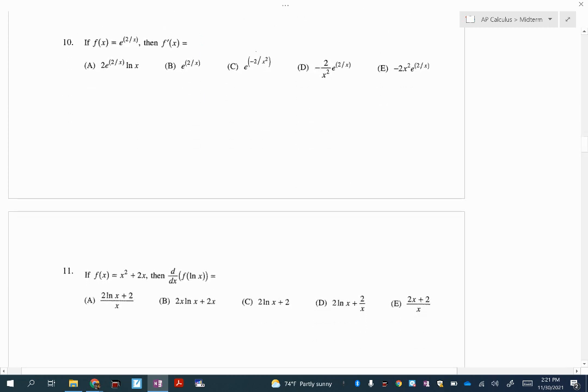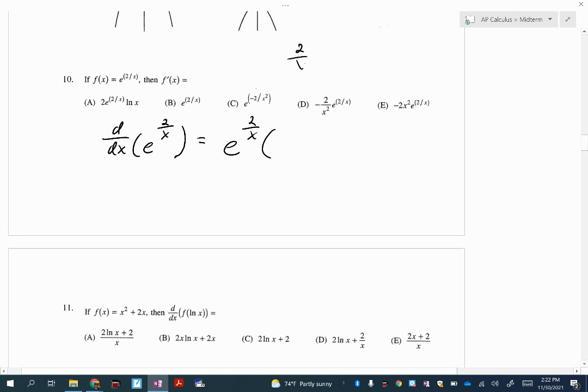Now, number 10 says, if f of x equals e to the 2 over x, then find the derivative. If you need to use the derivative formula sheet, please use it. The derivative of e to the 2 over x power essentially is you copy this down, and then you multiply by the derivative of 2 over x. Well, 2 over x can be written as 2 times x to the negative first power. So if I take the derivative of that, that's going to be negative 2x to the negative second power.